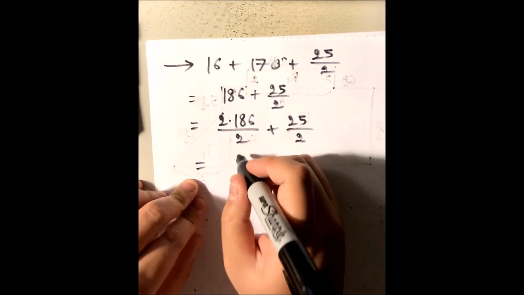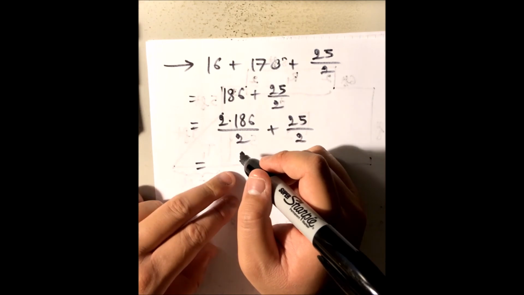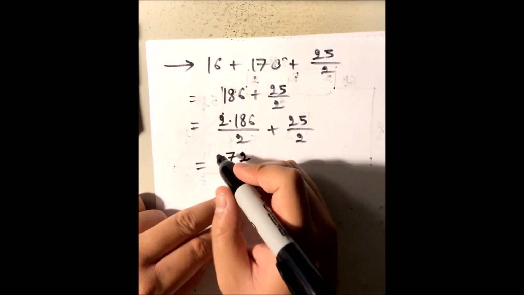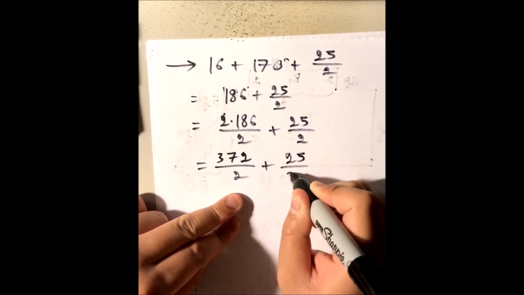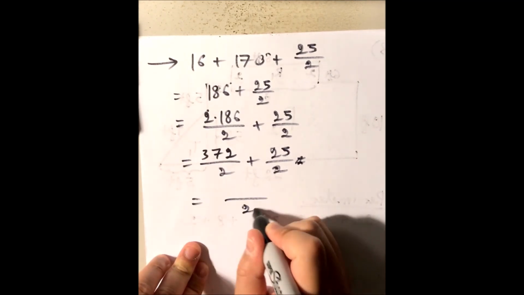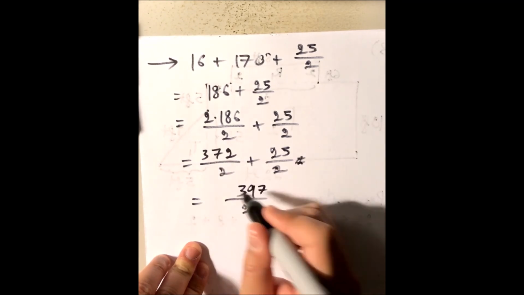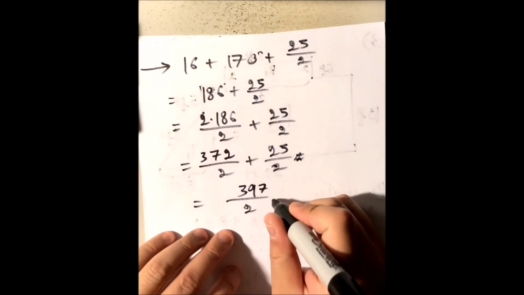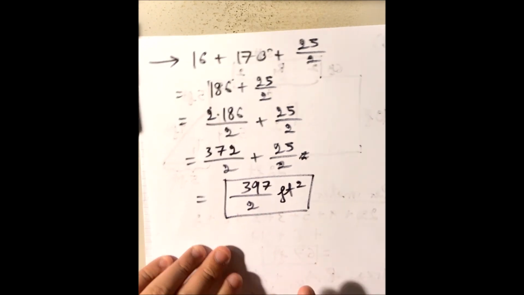Let's see, 2 times 6 is 12, right? 2 keep 1. 2 times 8 is 16, plus 1 is 17, right? 7 keep 1. 2 times 1 is 2, plus 1 is 3. So we have this, plus 25 over 2. Common denominator, keep it as 2, add the numerators, so we have 397 over 2. And this is feet squared. And this is the area of this irregular shape.